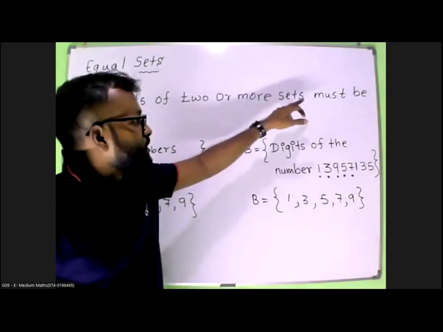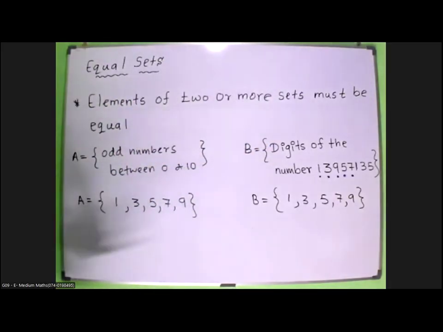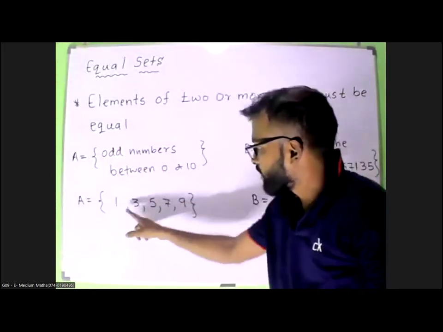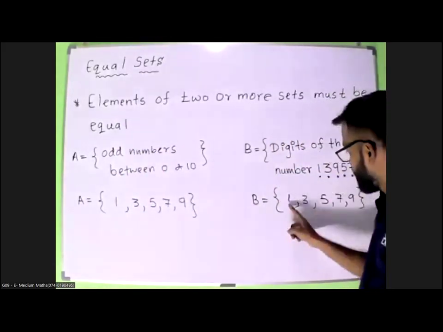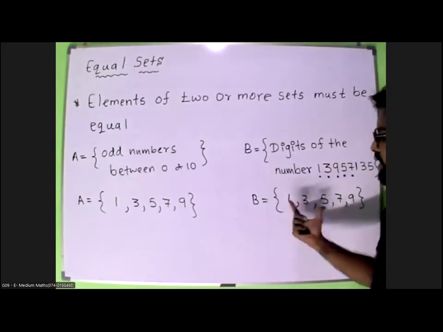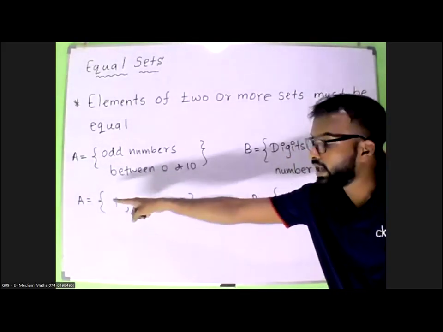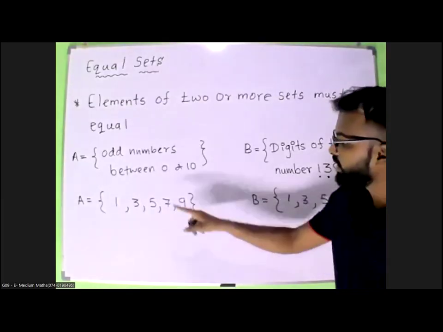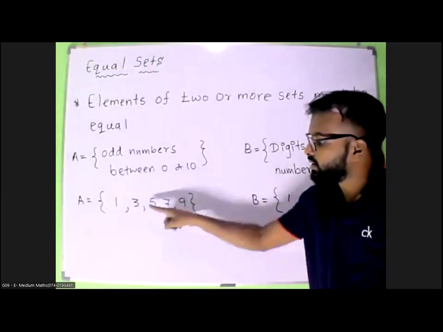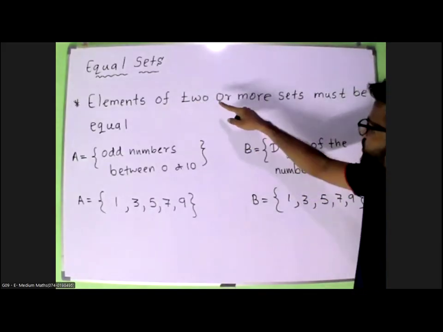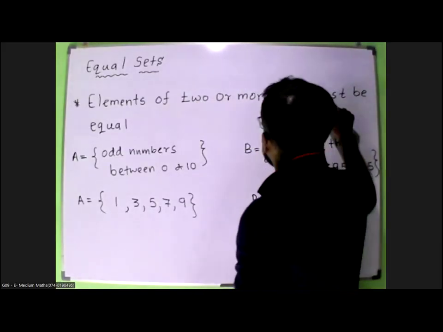Elements of the two or more sets must be equal. What can you say about A and B? The elements of A and B are 1, 3, 5, 7, 9 and 1, 3, 5, 7, 9. So we can say set A and set B are equal sets because these elements are equal.